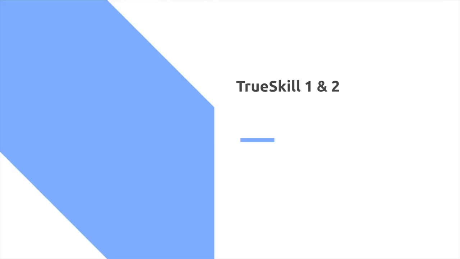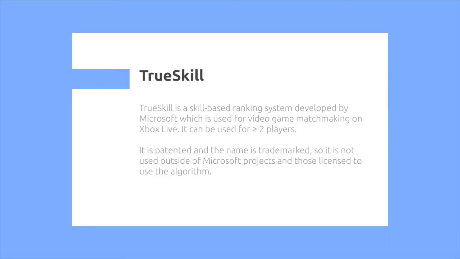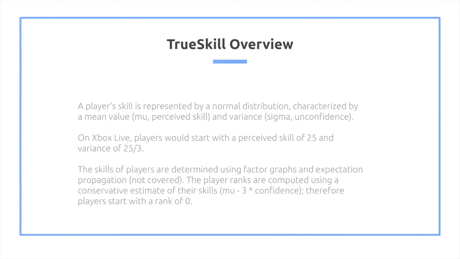So what about having more than 2 players? That's where TrueSkill comes in. It was developed by Microsoft Research, and it's used for video game matchmaking on Xbox Live, and it's used for greater than or equal to 2 players. Player skill is represented by a normal distribution characterized by a mean value and some variance, which is its confidence understanding. The skills of players are determined using factor graphs and expectation propagation. The player's rank is computed using a conservative estimate of mu minus 3 times confidence, so all players start with a rank of 0.